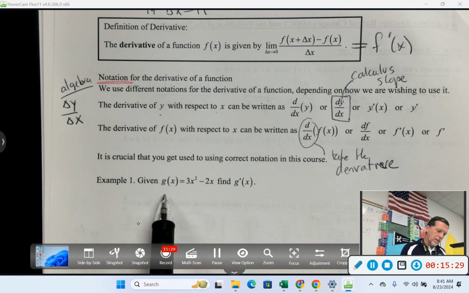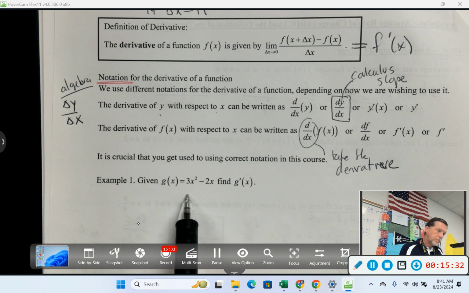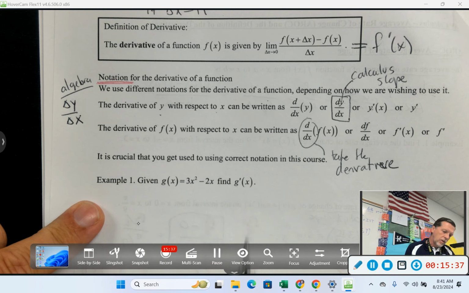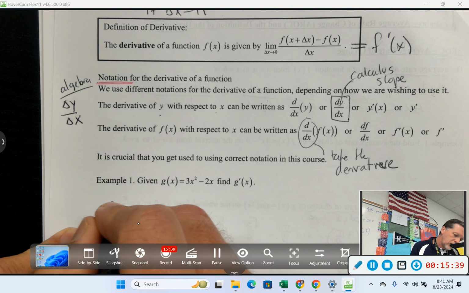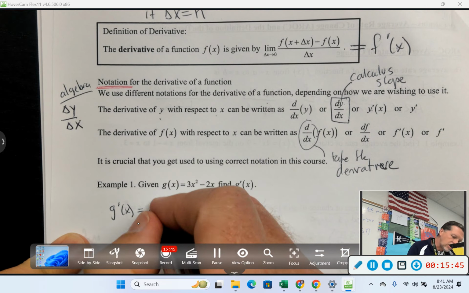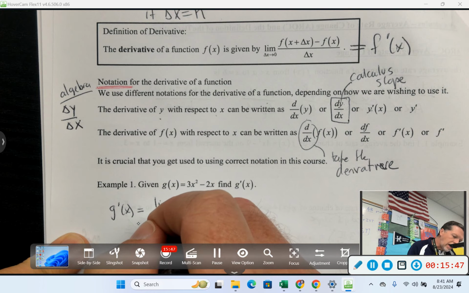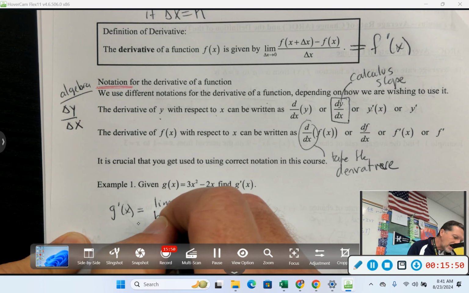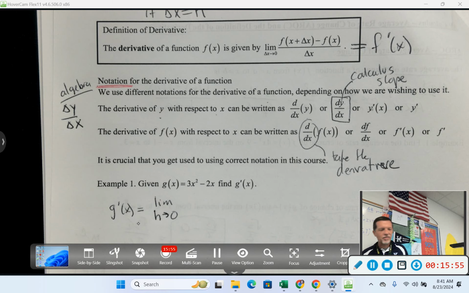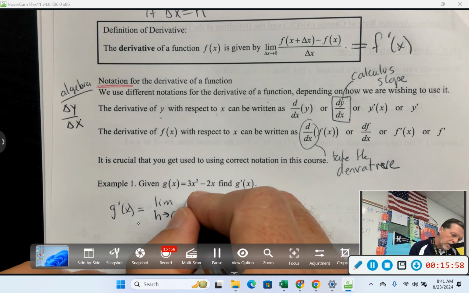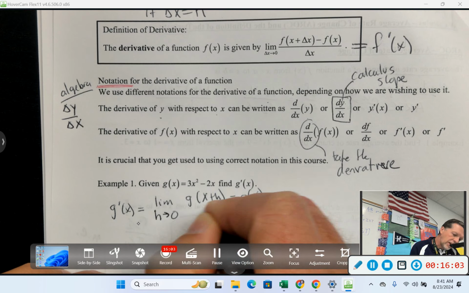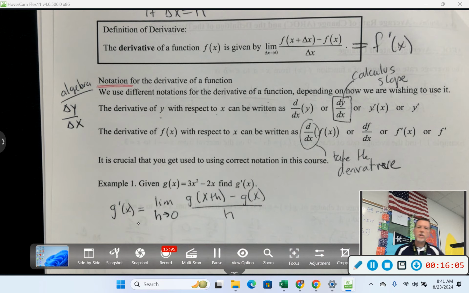Okay, example 1. Given g, we're good on time. Find g prime. So g prime of x, looking back up at the definition, is the limit. I like using h, but if you want to use delta x, that's fine. It's easier to write h, less work. So that would be g of x plus h minus g of x, over h.